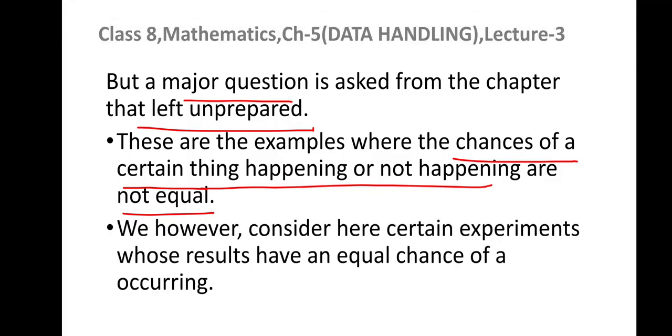We, however, consider here certain experiments whose results have an equal chance of occurring. We will be considering only those examples in this concept, probability, in this chapter, or in this class, I should say, class 8, where the results of certain experiments have an equal chance of occurring. There will be an equal chance of occurrence of the outcomes, or the results, I should say.